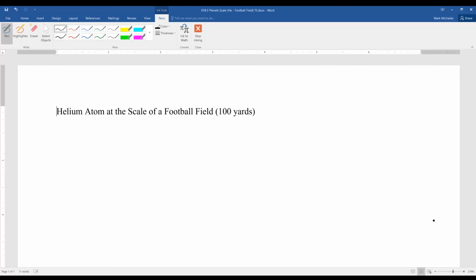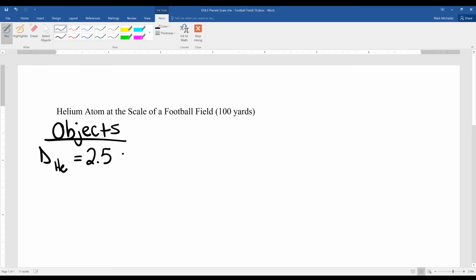Let's begin. In order to do this, we're going to need some information. Some of the data that I've already acquired, and you can look it up online if you'd like, is the helium atom specs. In other words, what are some of the sizes of the parts of a helium atom? Our objects that we're going to evaluate are all going to be looking at the diameter, so D for diameter of the helium atom, He. When I looked that up, I have 2.5 times 10 to the negative 11 meters across.